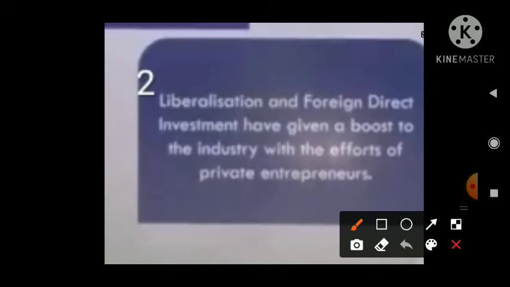Second is liberalization. Liberalization and foreign direct investment have given a boost to the industry with the efforts of private entrepreneurs. Liberalization means strong support is given to the steel industry in India, and a large amount of money is invested to boost the industry, which increases private entrepreneurs. If a country has more private companies, production is also high, and the economy and GDP increase.